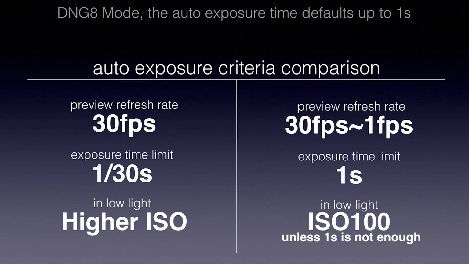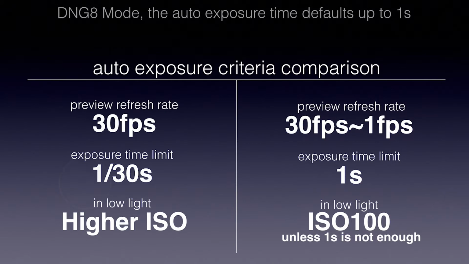Before this firmware upgrade, the preview refresh rate was constant at 30 frames per second, and there was an upper limit for the exposure time. The exposure limit was locked at 30 seconds, so you could not go slower than 30 seconds. For example, if you want to take a 1 second shot in automatic mode, it was impossible before, but now it's possible.